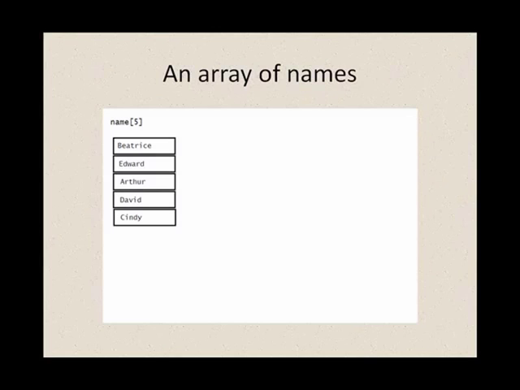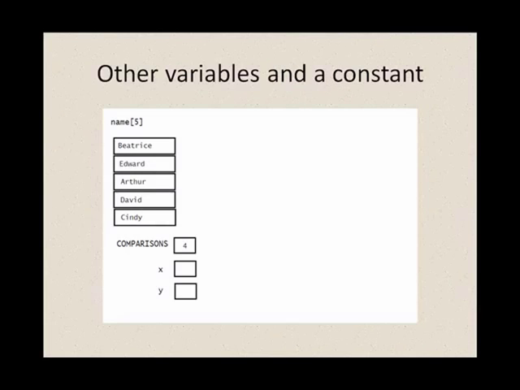For example, take an array of names Beatrice, Edward, Arthur, David, and Cindy, and suppose you want to place them in alphabetical order. You'll set up a constant called comparisons, which will have a value that's one less than the number of names in the list. Comparisons is going to tell you how many pair comparisons you want to make on each pass through the list, and also the maximum number of times you might have to pass through the list to get all the names into alphabetical order. We'll also declare some variables x and y.